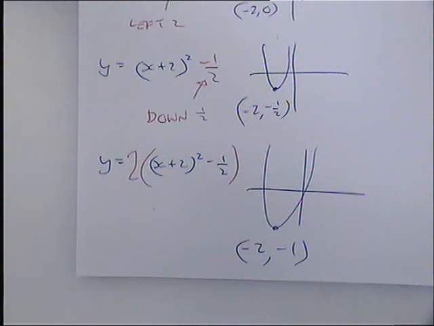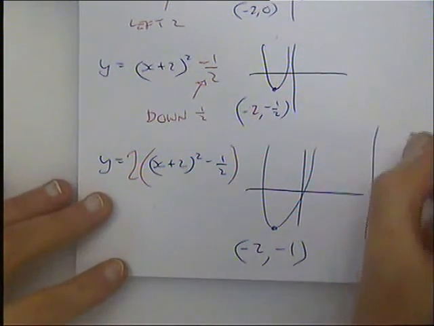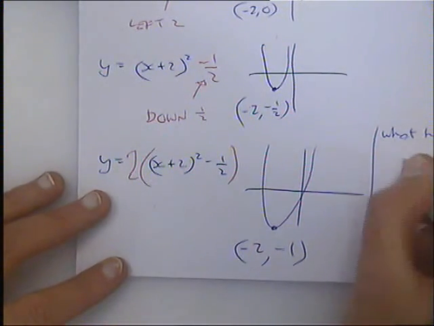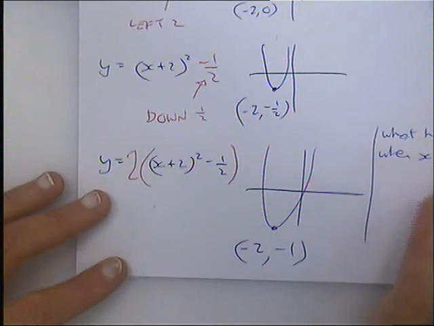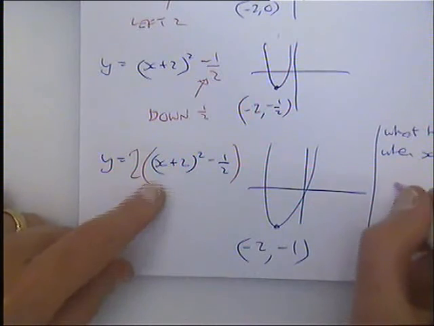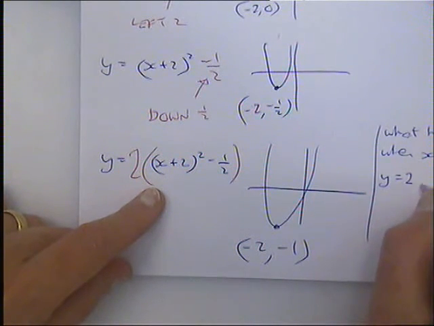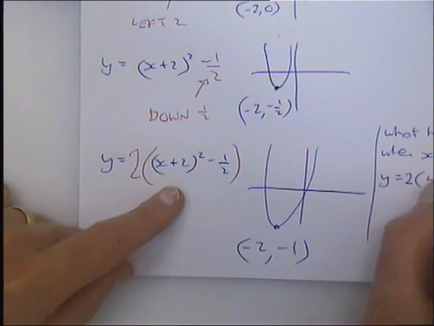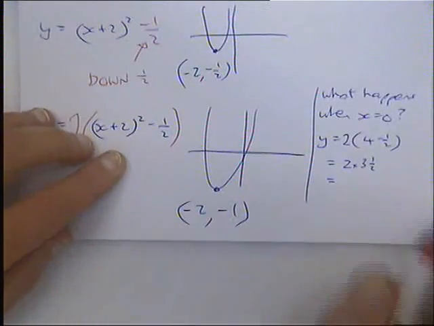What other coordinate would often be important? The other important coordinate is often what happens when x equals naught. What happens when x equals naught? And if you substitute x is naught in here, we will get y equals 2 in brackets naught plus 2 squared, 4, which is 4, take away a half. 4 take away a half is 3.5. Sorry, yeah, thank you for telling me, okay.